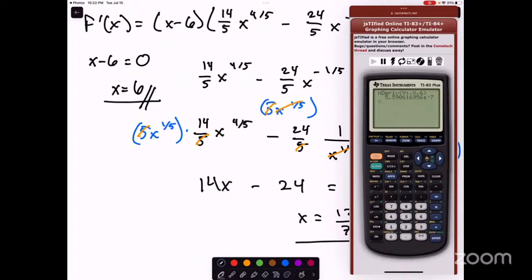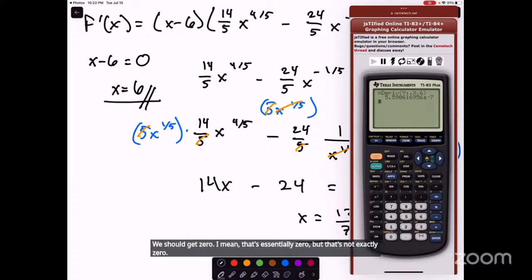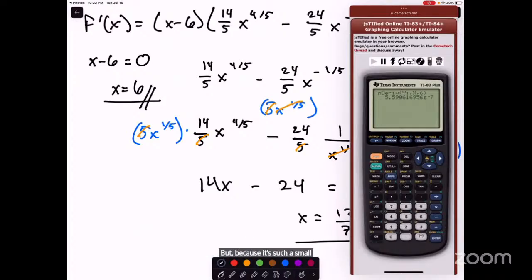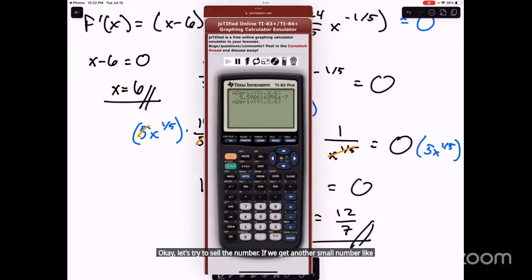I mean, that's essentially 0, but that's not exactly 0. But because it's such a small number, right? It's 5.5906 times 10 to the power of negative 7. So there are 6 zeros in front of that 5, which means that's essentially 0. Okay, let's try this other number. If we get another small number like that, then that's a decent omen.